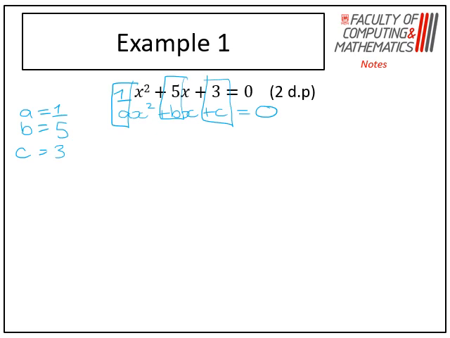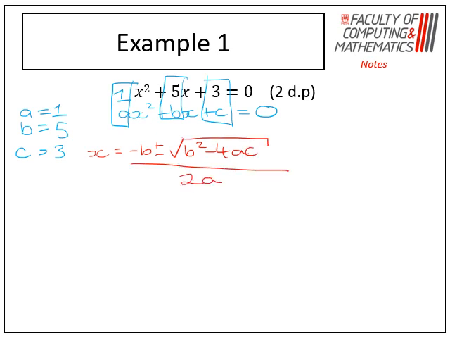If we use the quadratic formula, we've got x is equal to minus b plus or minus the square root of b squared, take 4ac, all over 2a. And then just literally do the substitution. So we've got minus b, so it's going to be minus 5, plus or minus the square root of b squared, so we've got 5 squared, take away 4 multiplied by 1 multiplied by 3, and that's all over 2 times 1.